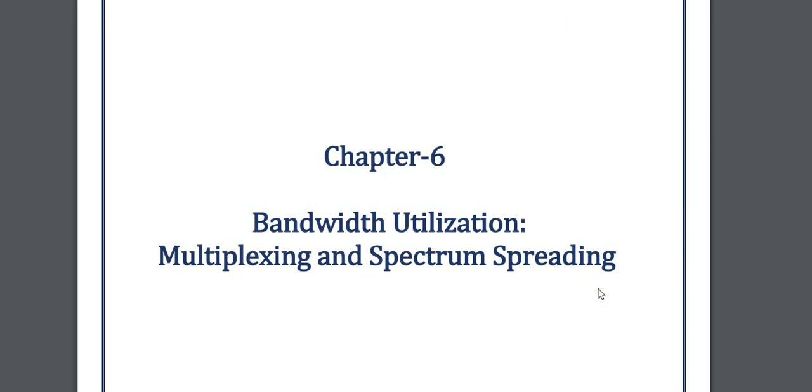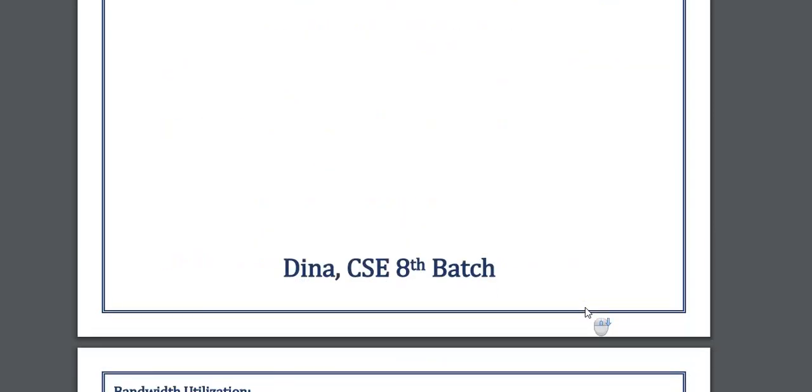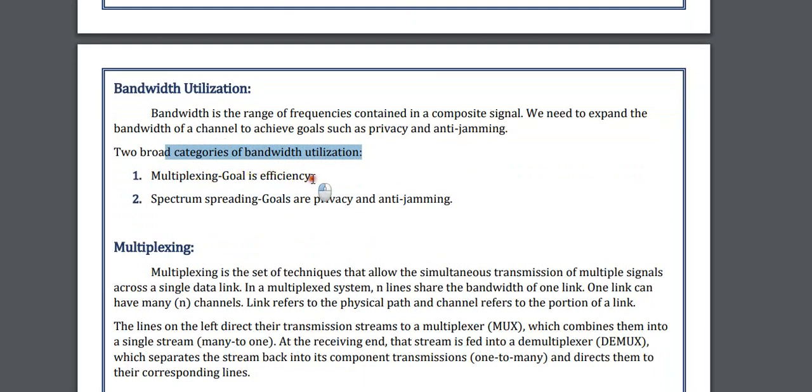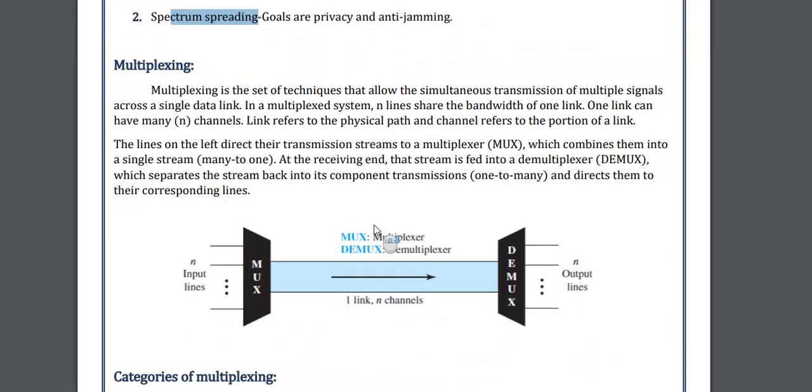Hello everyone. Today we are in chapter 6 and we will discuss bandwidth utilization by multiplexing and spectrum spreading. In this section, bandwidth utilization, you have two broad categories. One is multiplexing, the goal of efficiency, and then the spectrum spreading. First one is multiplexing.